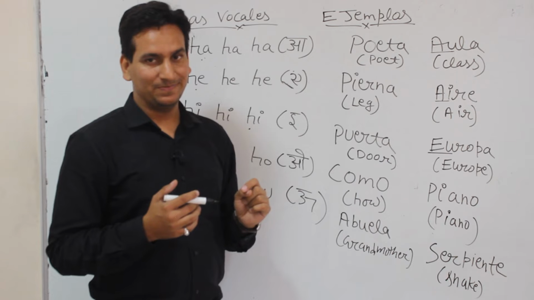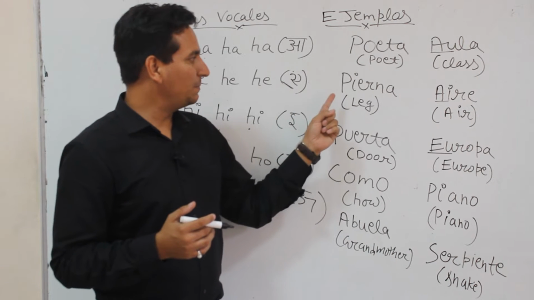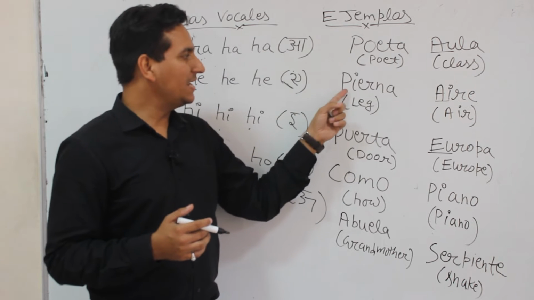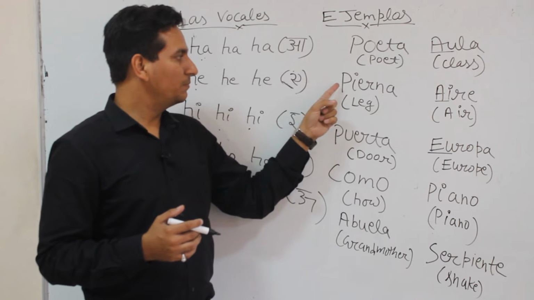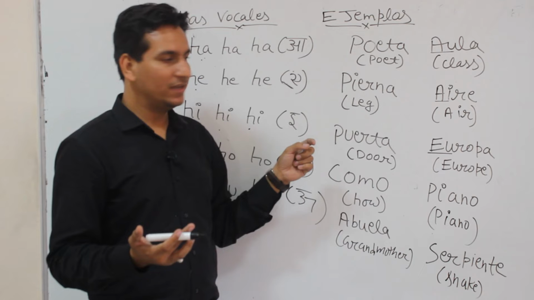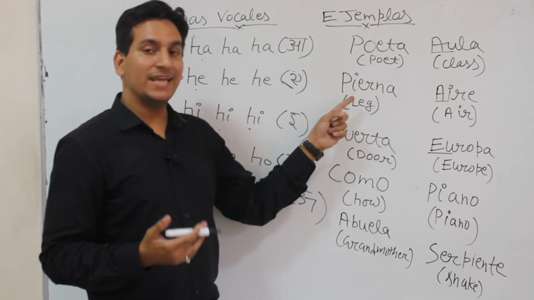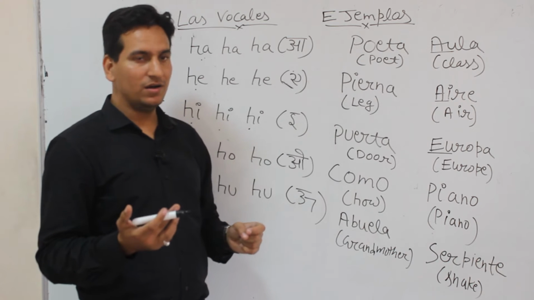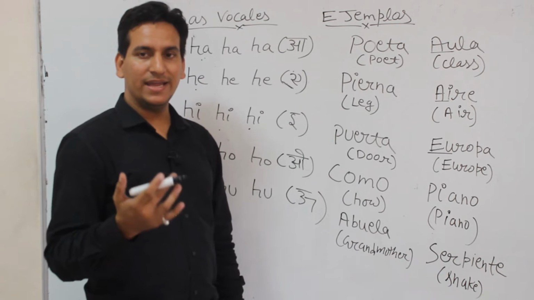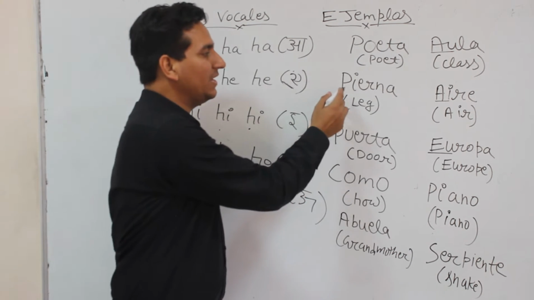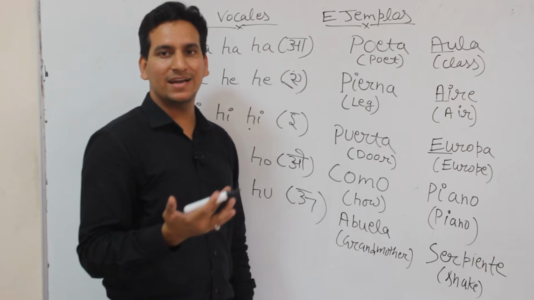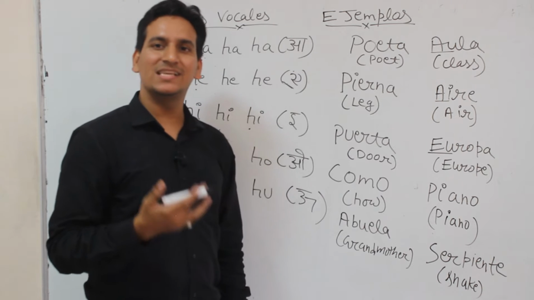The next example is Pierna. I is E, so Pi becomes Pe. E is A, so Pa. R is R, N is N, A is A. So pierna. Pierna means leg.